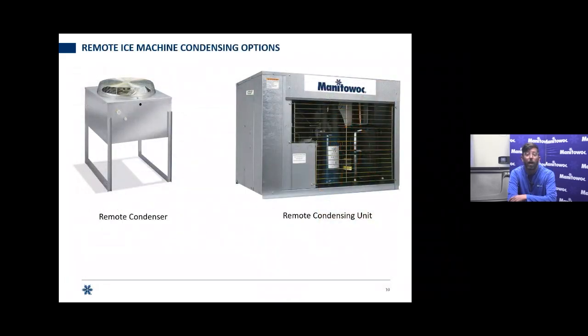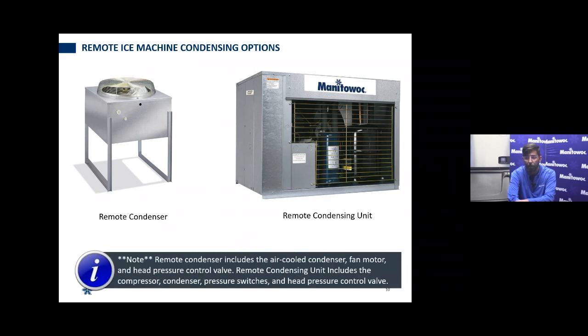All right, but what about our remote options? On the left side of the screen there, we have a traditional remote condenser. So we've got our condenser, our fan motor, and in that system, there'll be a head pressure control valve or headmaster. And then we have our CVD systems, the remote condensing units, the quiet cubers, as we like to call them. That will have your compressor, your headmaster, your condenser, your fan, your low pressure, high pressure switch, and a fan cycle control. We'll get into why that has both in a little bit.